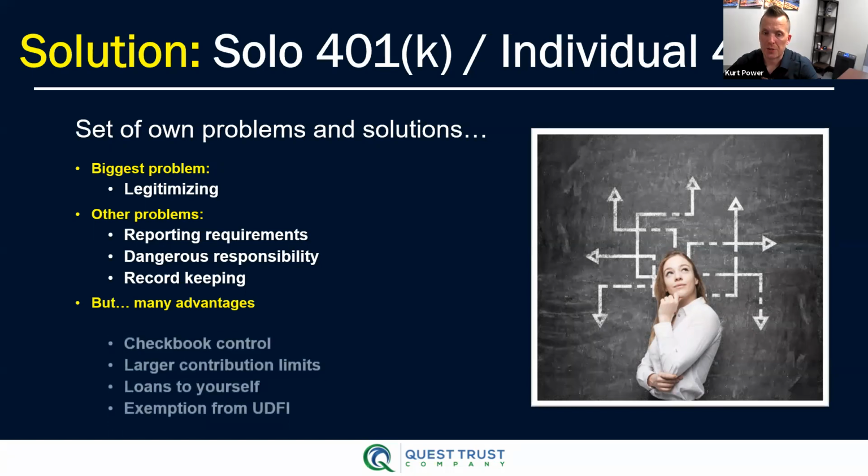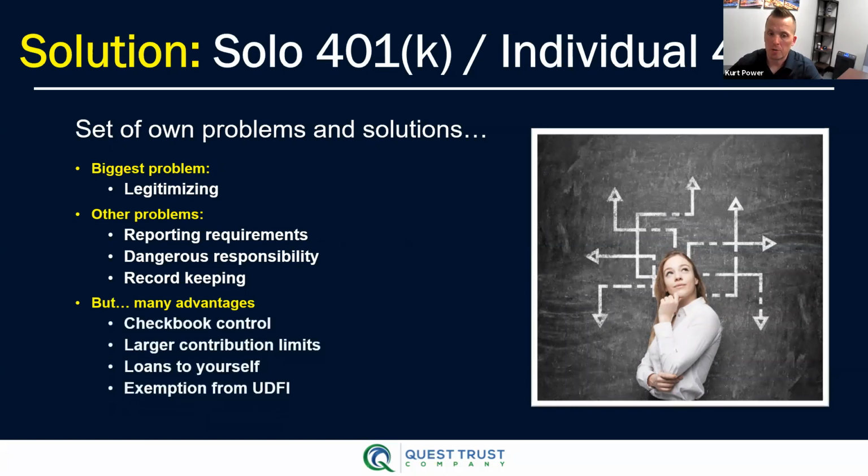So there are advantages to a solo 401k. I don't want it to be all doom and gloom. You do get a checkbook, larger contribution limits. You can loan money to yourself, and you get a UDFI exemption. But as we talked about, if I own debt leveraged property in my IRA, I get to claim depreciation and expenses, so that UDFI can be wilted down significantly, and you have custodial oversight.